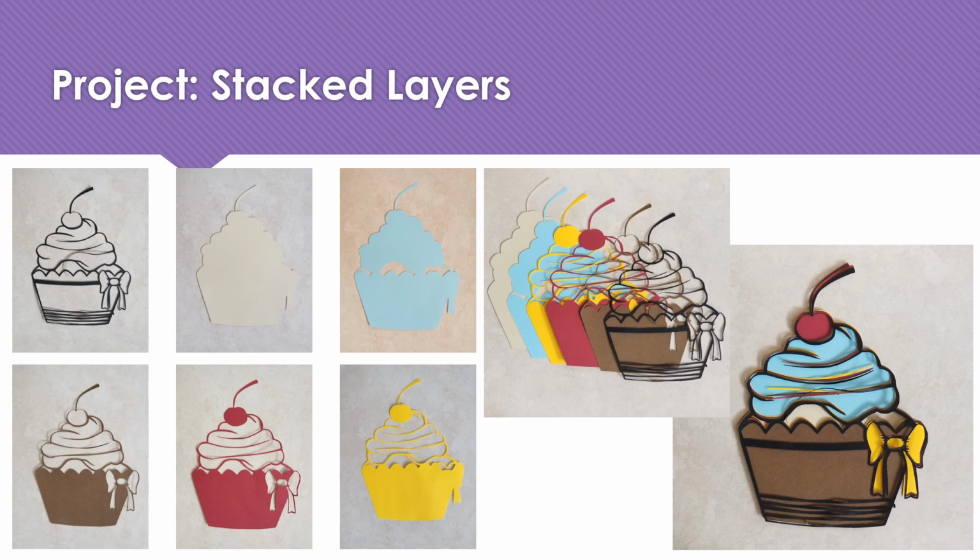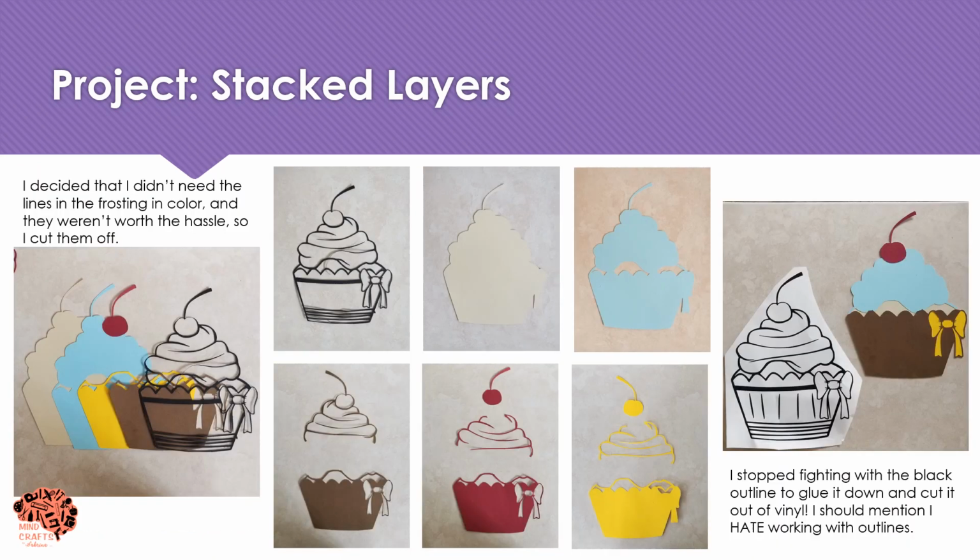When creating the stacked layers, you can see that I had 6 different layers, and when you set them all on top of each other, they create this stacked layers look. Now I decided that I didn't need all the extra lines inside the frosting, and they were just not worth the hassle of me trying to align them. So I cut all those pieces off of my stacked layer.